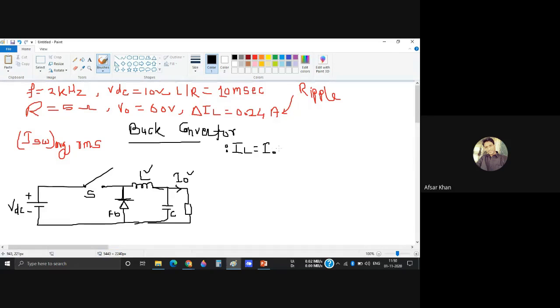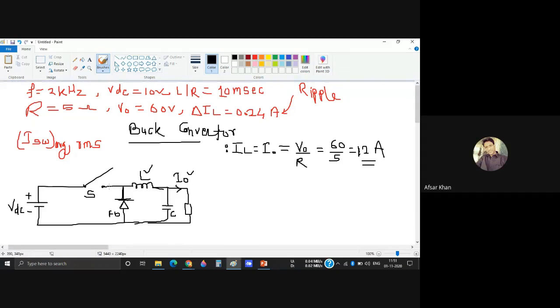And I naught we can calculate as voltage by resistance, V naught by R. How much is V naught? 60, R is 5. So your I naught will be 12 ampere. Is it okay?